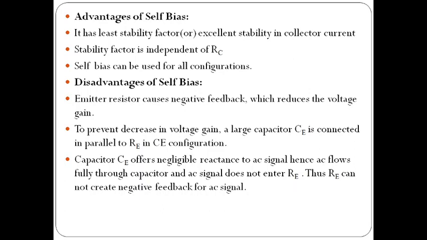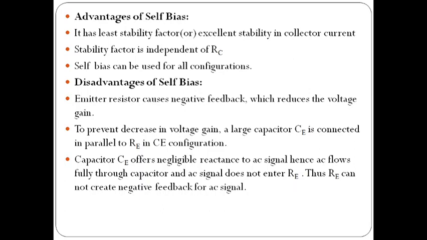So to prevent the decrease in the voltage gain, we keep a large capacitor parallel to the emitter. Here, negative feedback is provided by the RE resistor, that means the emitter resistor. That means more AC signal is passing through the RE resistor to ground. So to avoid the negative feedback and increase the voltage gain, we keep a large value of capacitor across this RE.